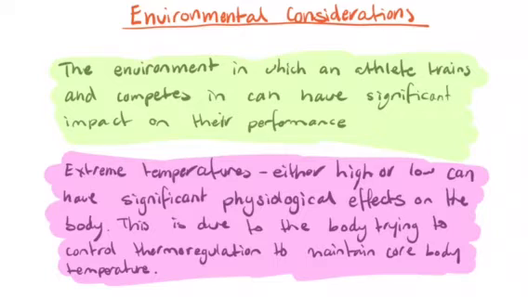Extreme temperatures, either high or low, can have significant physiological effects on the body, and this is due to the body trying to control thermoregulation to maintain core body temperature. So obviously, if the athlete is exposed to varying temperatures or extreme temperatures, the body might have to work overtime to try and maintain thermoregulation. We're going to have a look at a few aspects today which help the body maintain that core temperature.